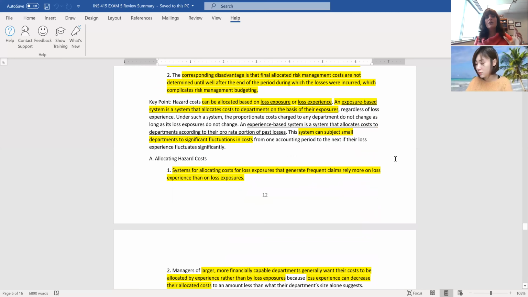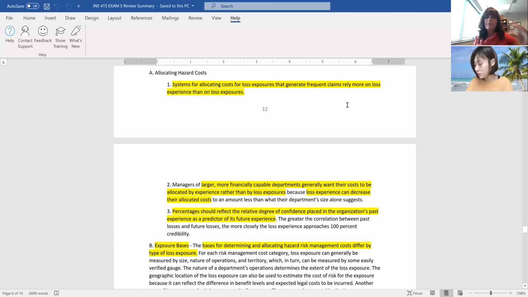Another way to think about cost allocation would be loss exposure versus loss experience. Do I want to allocate cost based on the exposure that they have, like dollar value or the amount of revenue they have, or do I want to allocate cost based on their past loss experience? Those are two different ways you could look at it. If you have a lot of frequent claims, a lot of times you want to allocate those on experience rather than loss exposures.